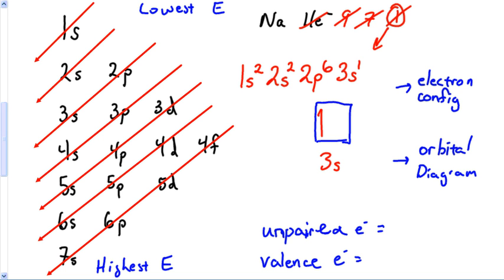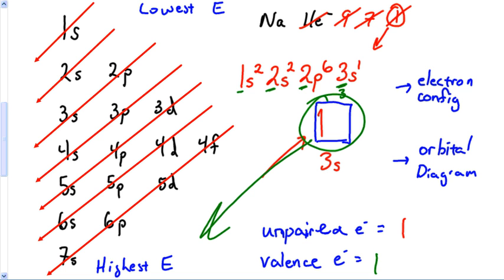Now, for my unpaireds, I only see 1 electron. He has no buddy, so my unpaireds is 1. For my valences, I count 1, 2, 2, 3. The biggest number is a 3. How many are in it? 1. So my valence electrons are 1, and this atom is definitely not stable. As a matter of fact, it's going to make what's called an ionic bond. It's going to try to give away that electron. It's like, please, someone take this electron away from me.